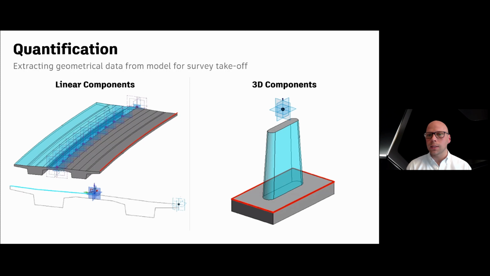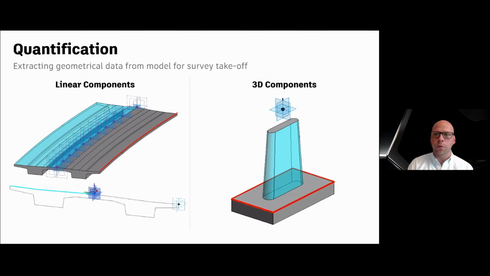The second possibility is to make the survey takeoff for the 3D components, and here the workflow is more straightforward, because the actual geometries are already defined in the families. So here we simply connect the shared parameters with an edge or the face of the 3D family, and of course to the corresponding length or area parameters.